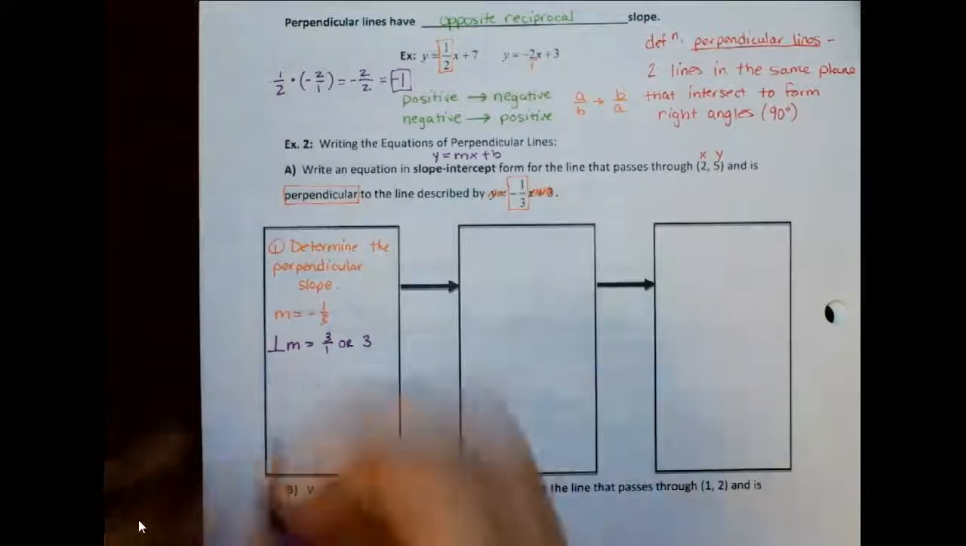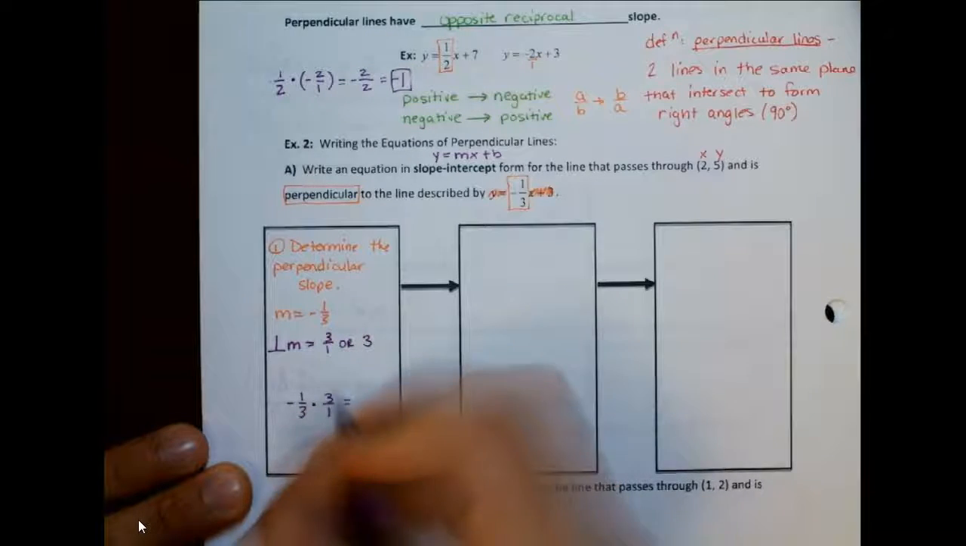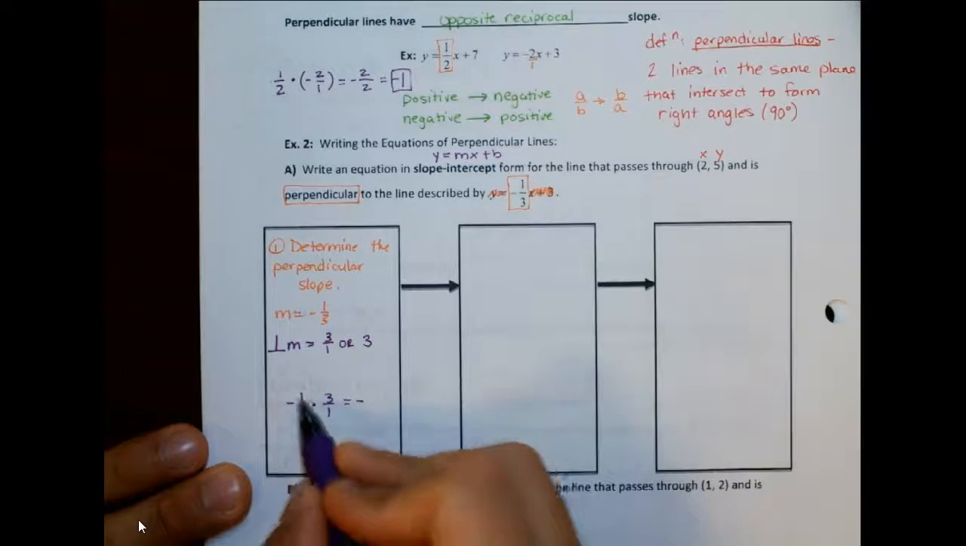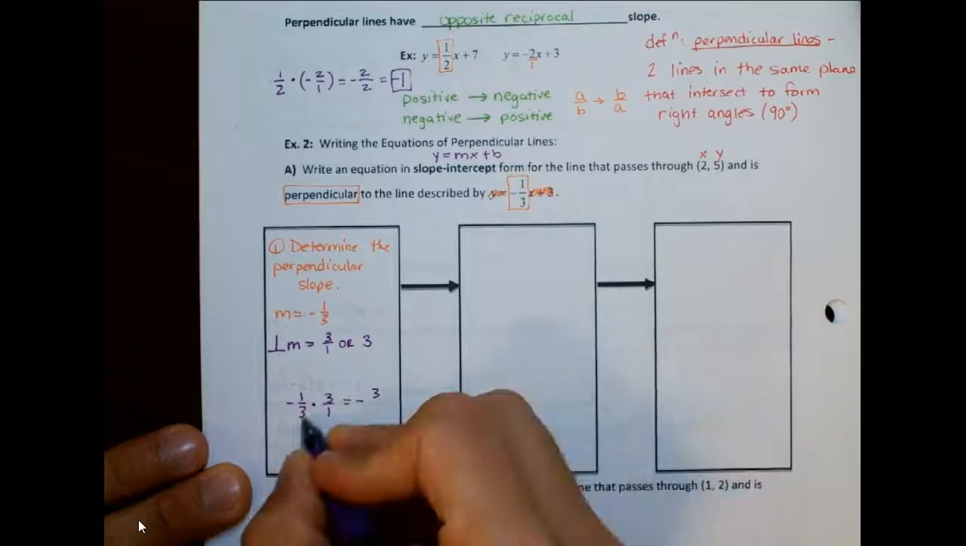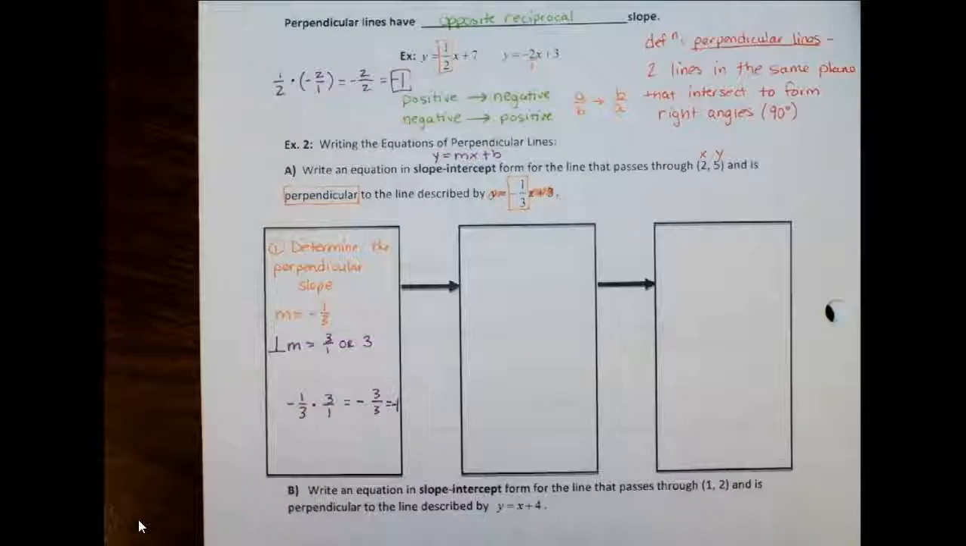To verify, -1/3 multiplied with 3 over 1. Negative times a positive is a negative. 1 times 3 is 3. 3 times 1 is 3. This whole thing equals -1.